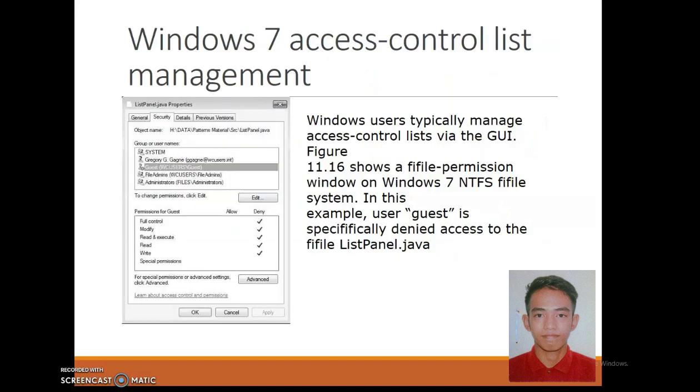And this is Windows 7 access control list management. As you can see in the picture, these are examples. Windows users typically manage access control lists via the GUI, and this figure shows the file permission windows on a Windows 7 NTFS file system. In this example, the user guest is specifically denied access to the file list panel, not Java.